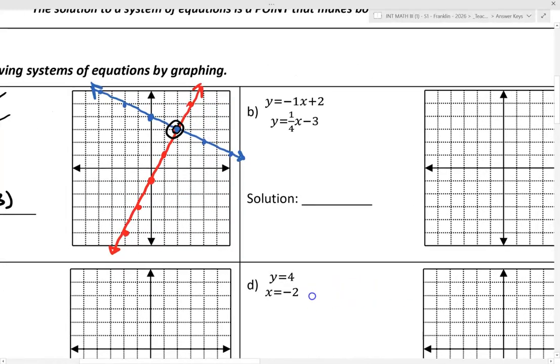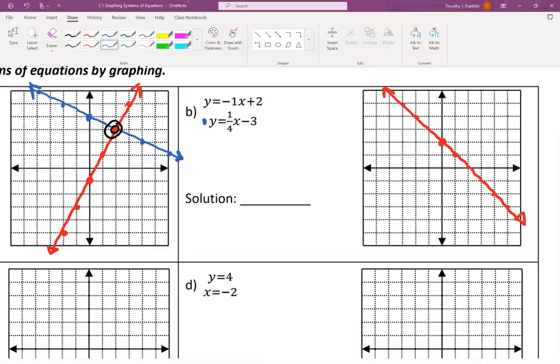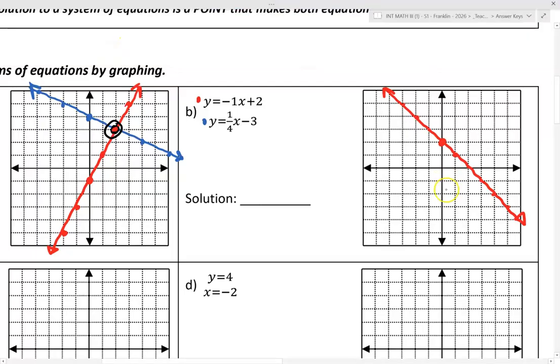The second one, we've got y = negative 1x plus 2, so that starts here at 2, down 1 over 1, just like this. And then we have the equation y = 1/4 x minus 3. Oops, I guess I didn't mark that one. Which starts at negative 3 and goes up 1 over 4. Like this. And these do intersect at a nice point here, (4, negative 2).